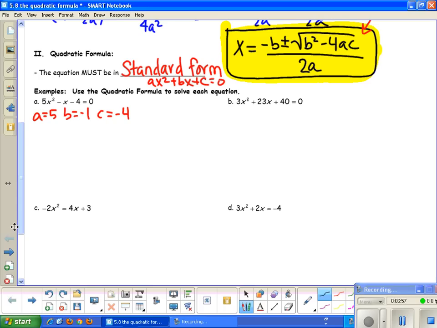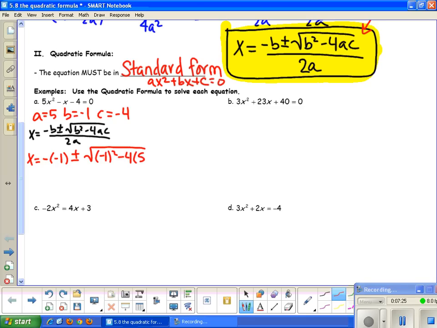I always like to rewrite my equation just to make sure that I know what it is. x is equal to negative b plus or minus the square root of b squared minus 4ac, all divided by 2a. So that means I need to put this into my equation. I get x is equal to, my b is -1, so I have -1, plus or minus the square root of (-1) squared minus 4 times my a, which is 5, times my c, which is -4. And notice I put those all in parentheses. Whenever you plug in numbers, it's a good habit to put them in parentheses. And then 2 times a, which is 5, in my denominator.